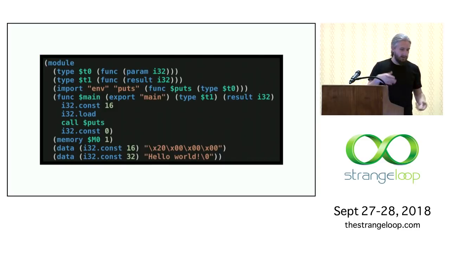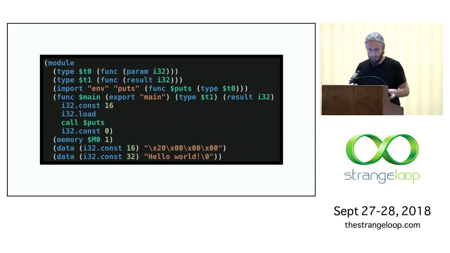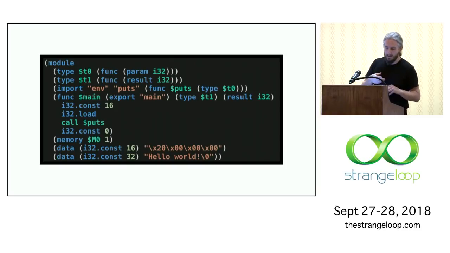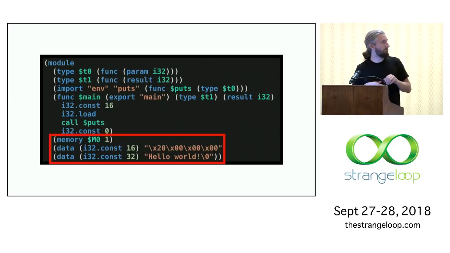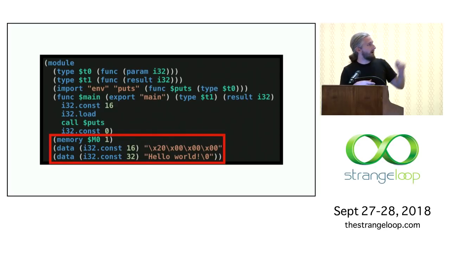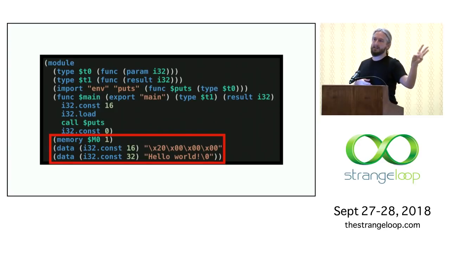There are several really interesting things about WebAssembly, but one that is particularly interesting to me is this concept of linear memory, right? By the way, this is a complete WebAssembly module here. We have our code there in the middle, the function main. We're importing a puts function as well. And then down at the very bottom, we're saying, okay, I'm going to use one page of memory, and here's some data that I want to exist in that when I start up, right?